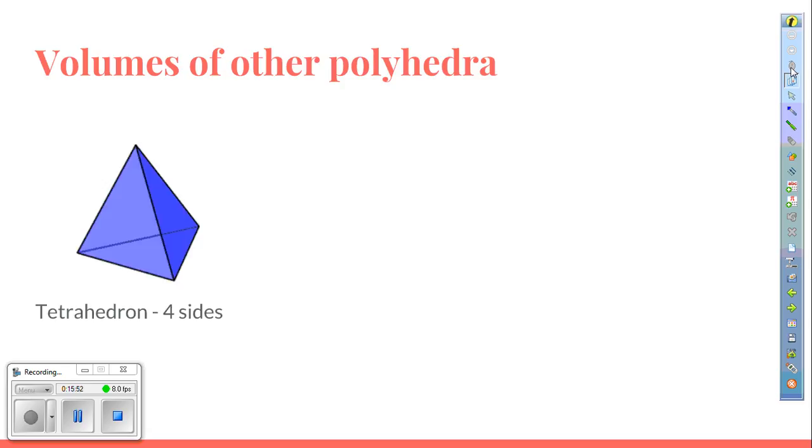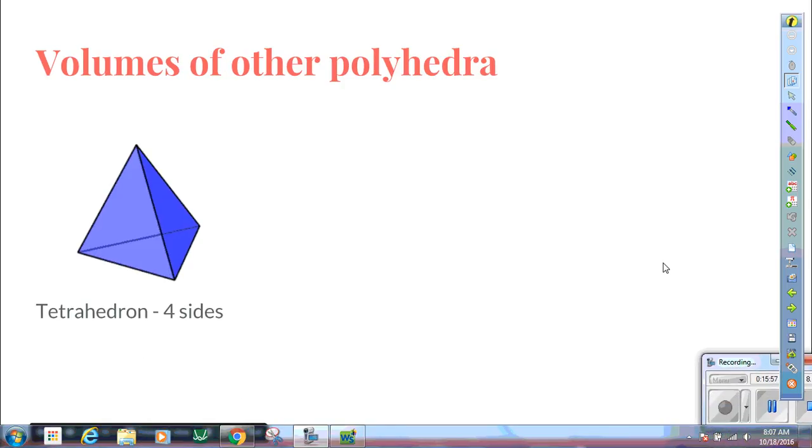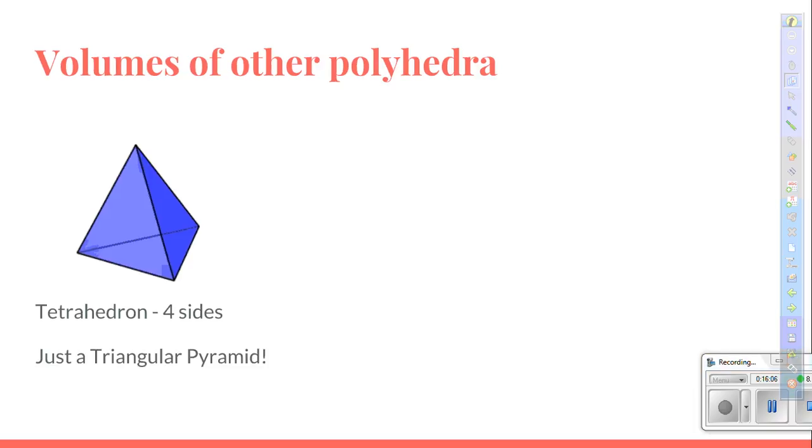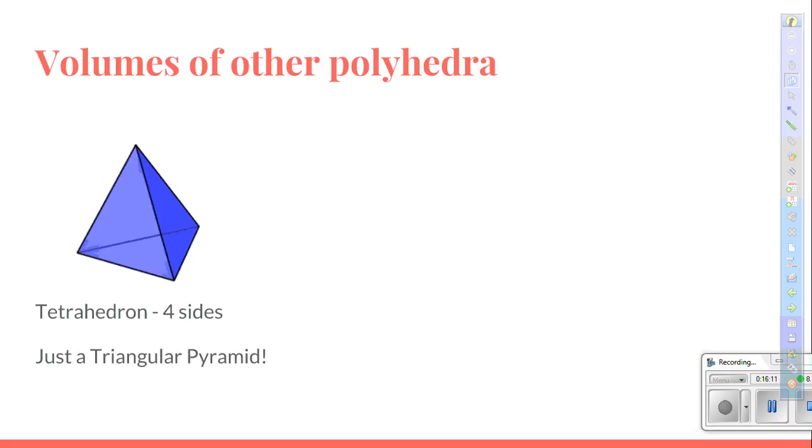It has 4 sides. The tetrahedron, if you notice, though, is already a shape that we've talked about. It's just a pyramid. So if it's just a pyramid, then we can do our pyramid formula for it. You can do the area of the triangle that's down here at the base, and then find the height of the pyramid, and it will be 1/3 the area of the base times the height. So we don't have to have a special formula for that one.